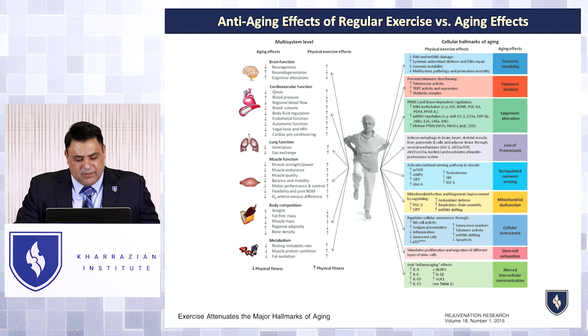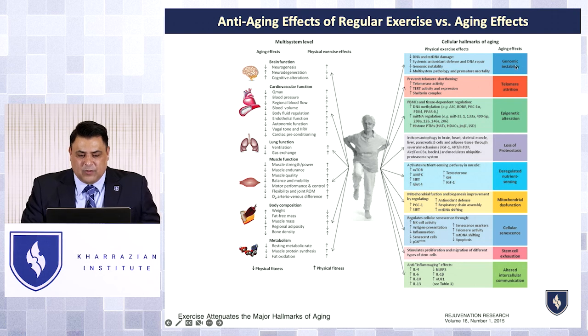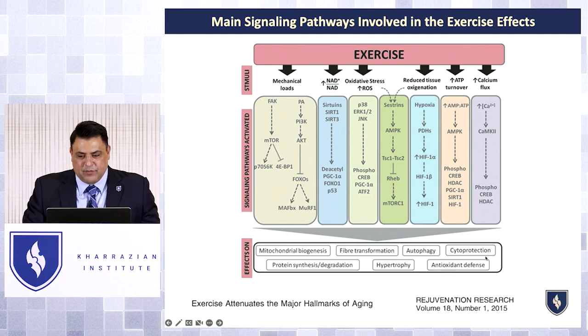Now, this is a great paper, Exercise Attenuates the Major Hallmarks of Aging. And they went through every hallmark of aging, like genomic instability, telomere attrition, epigenetic alteration, loss of proteostasis, dysregulated nutrient sensing, mitochondrial dysfunction, cellular senescence, stem cell exhaustion, altered cellular communication. And then it showed exactly how exercise specifically impacts each one of these pathways. So every hallmark of aging is impacted by any kind of movement, any kind of physical activity.